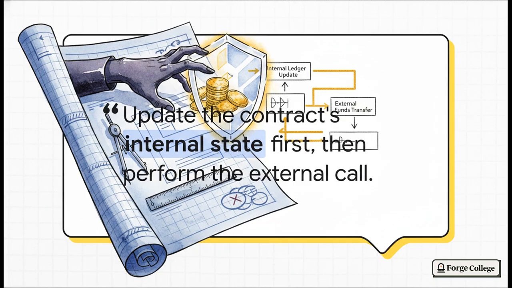By updating the internal ledger first, we're guaranteeing that even if some fast-handed digital thief tries to grab the cash and somehow cancel the transaction or trick the system into running twice, their ledger balance has already been reduced to zero. There's literally no way to double dip because our internal paperwork is already finished.